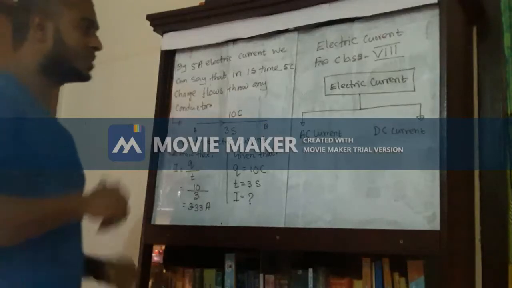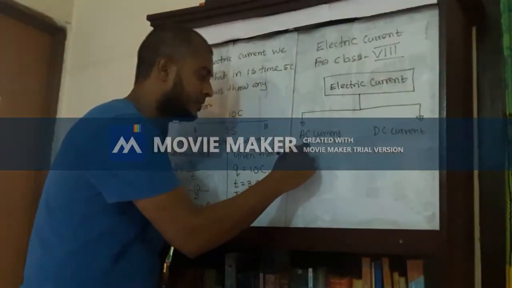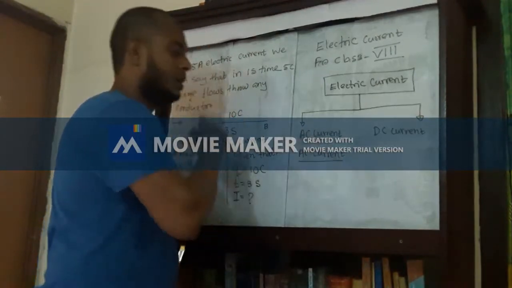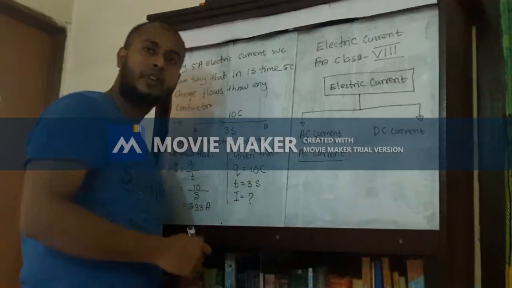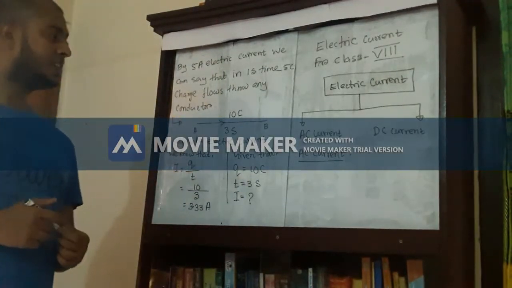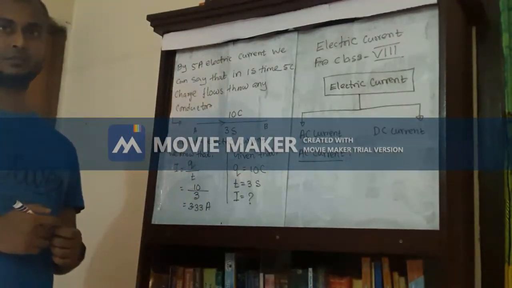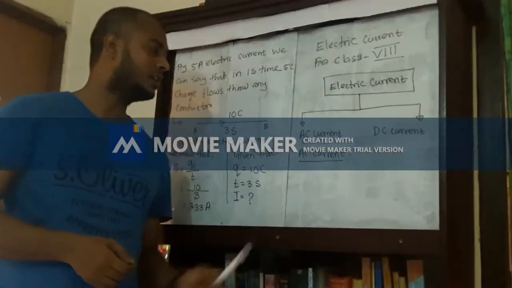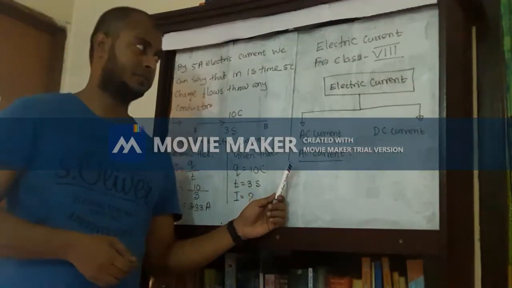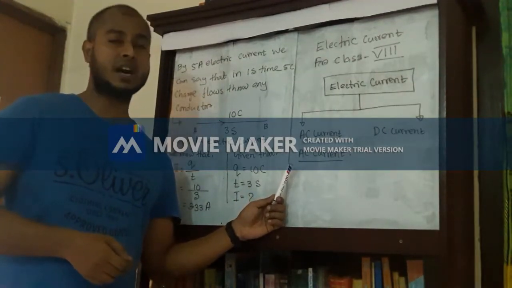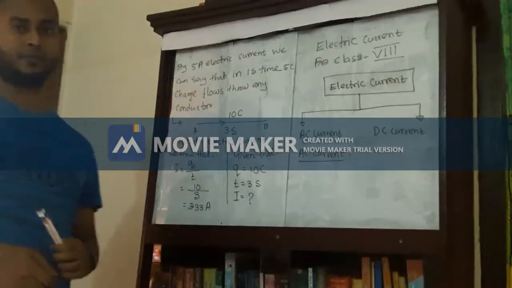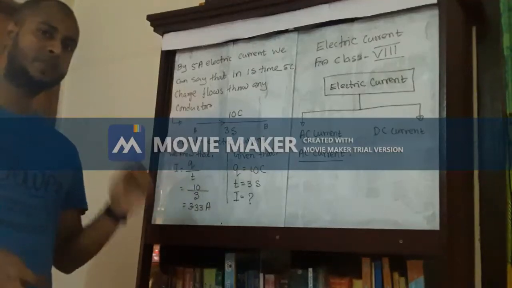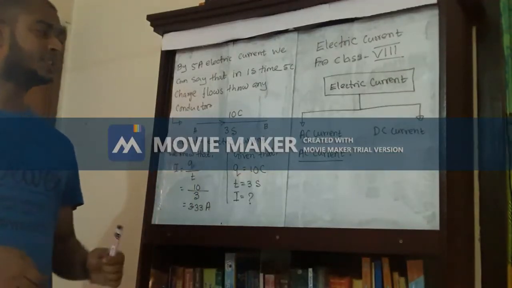So what is called AC current? Now boys and girls, here AC is the abbreviation. A means alternating and C means current. So AC means alternating current. What does it mean? The electrical current that changes its direction with respect to time is called AC current.